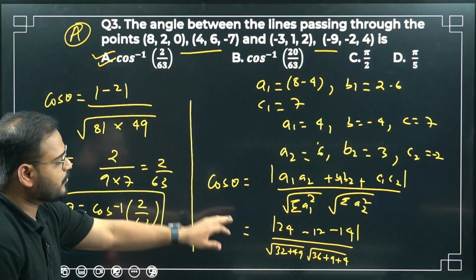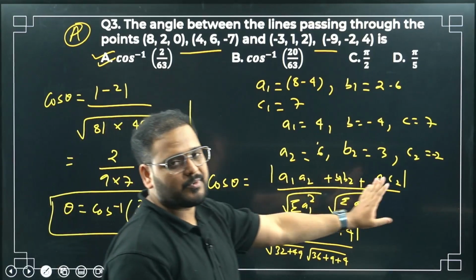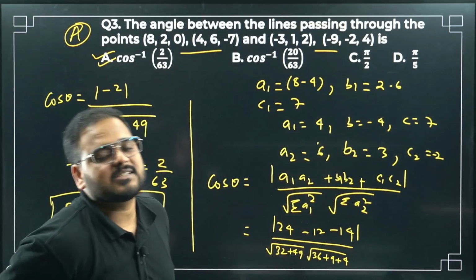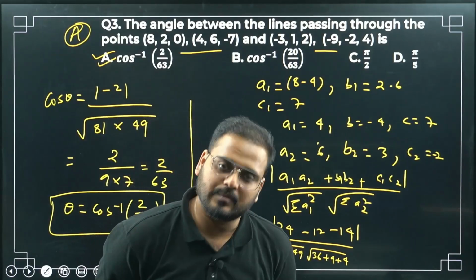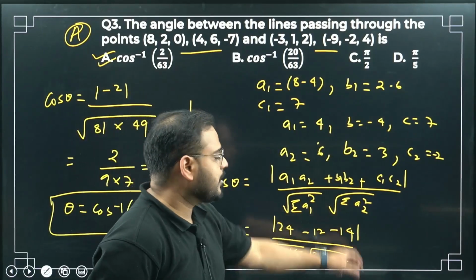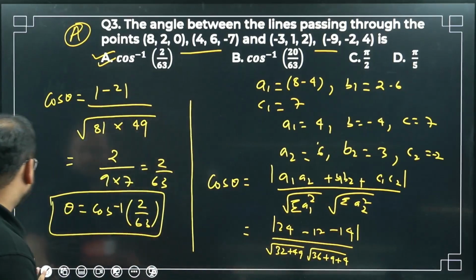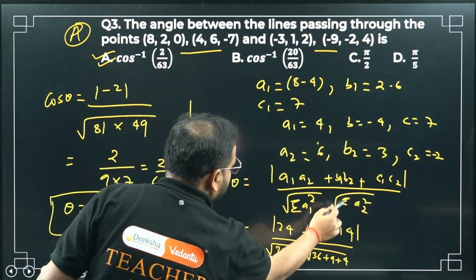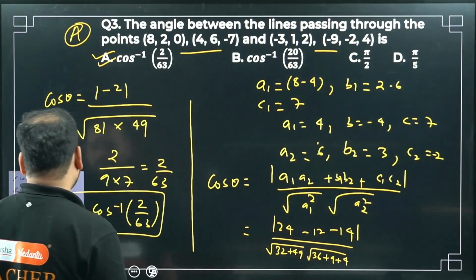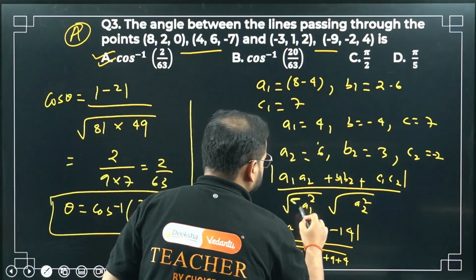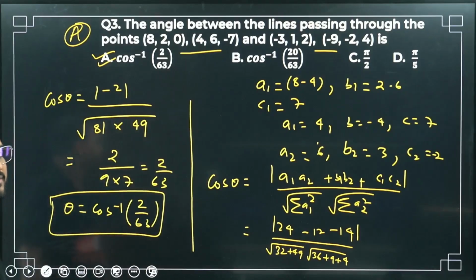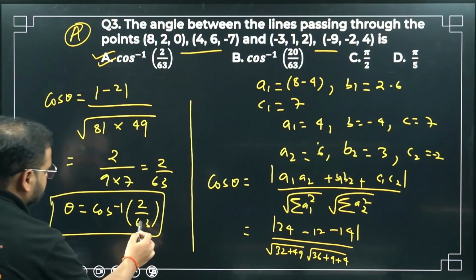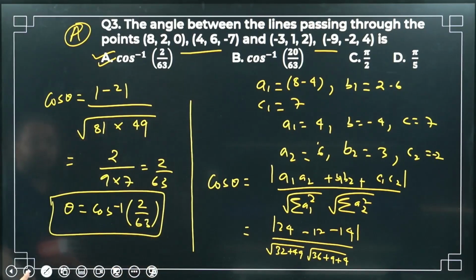Getting the value using the formula for cos theta: the mod of A1 A2 plus B1 B2 plus C1 C2, divided by the root of summation of A1 square into the root of summation of A2 square. This is not something smudged over here, it's sigma. Sigma A1 square, sigma A2 square. The answer is coming as cos inverse of 2 upon 63. Have a look, option number A.